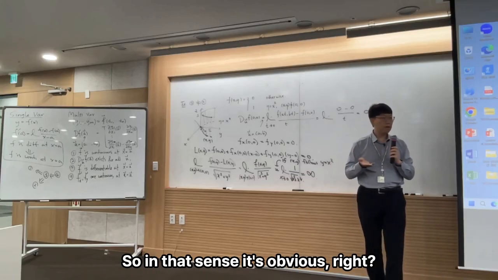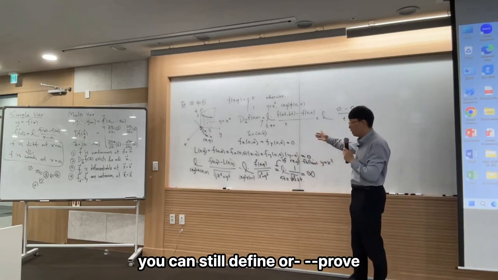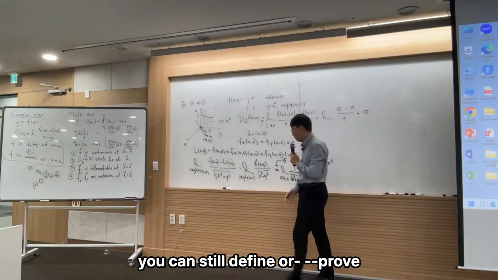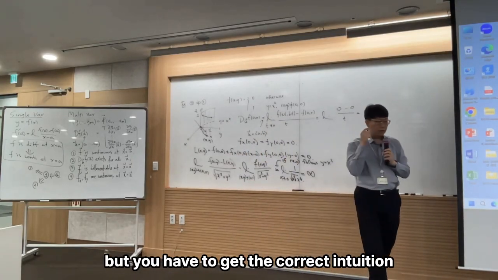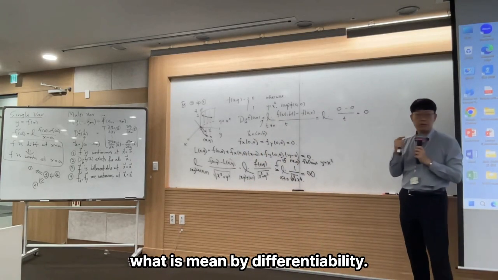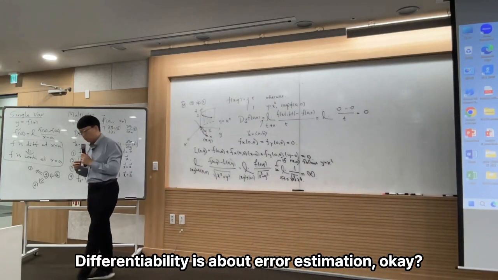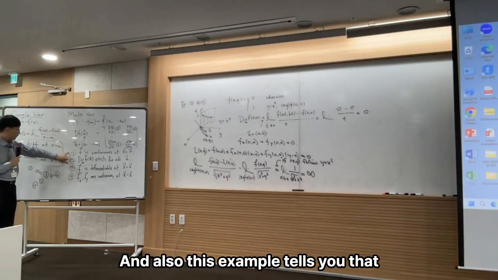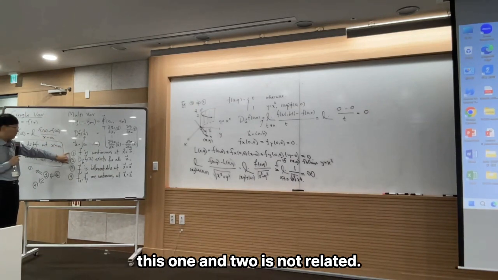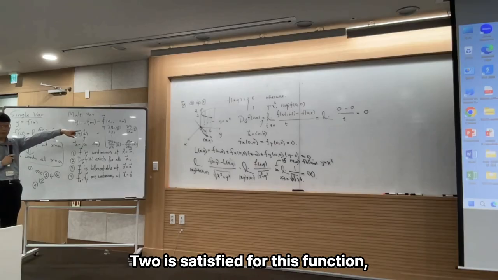So in that sense, it's obvious, right? Without going into the definition, you can still prove why it's not differentiable, but you have to get the correct intuition of what is meant by differentiability. Differentiability is about error estimation, okay? And also, this example tells you that this 1 and 2 are not related. 2 is satisfied for this function.